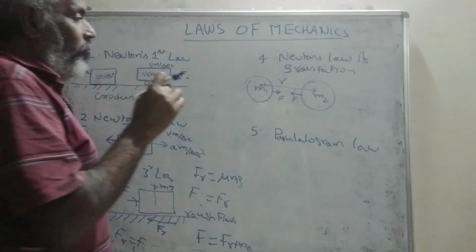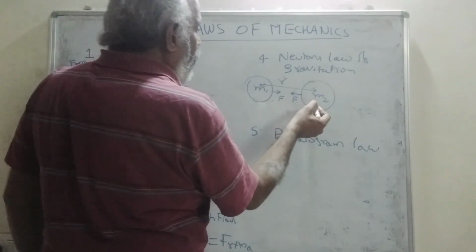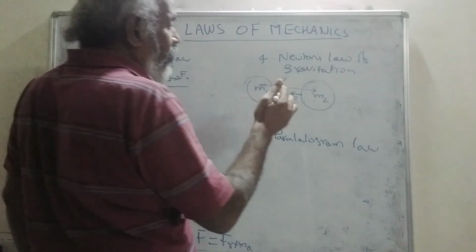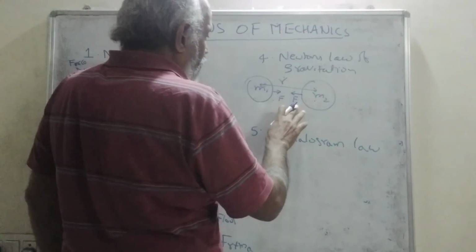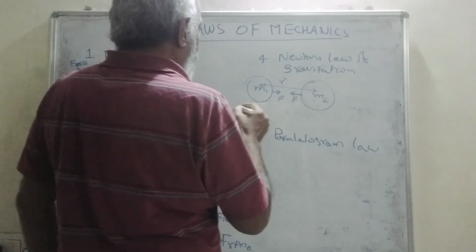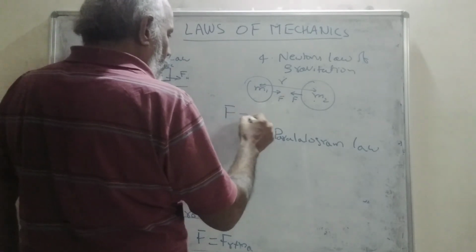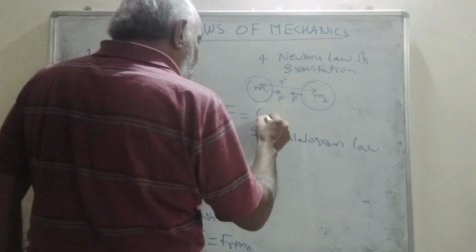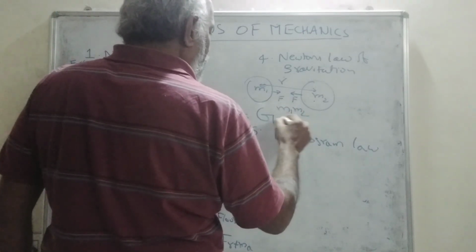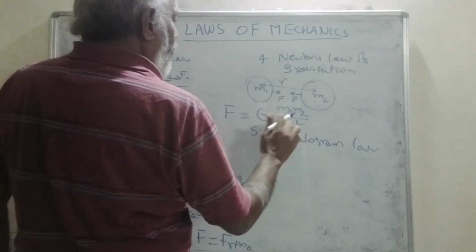Okay. So because of this attraction, it has to come to M2. So what is the maximum value of force? What is this force? The force of attraction F is equal to the universal gravity constant G into m1 into m2 by r square, where r is the distance between the two masses.